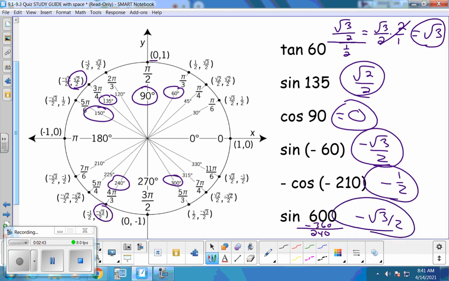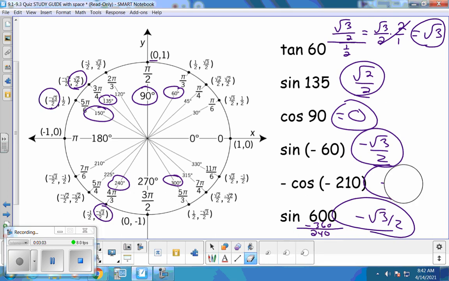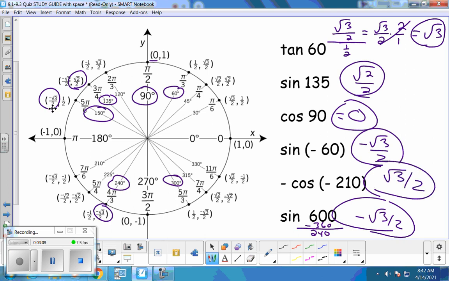I think the hardest one on this slide was definitely that negative cosine of negative 210. If you want to go to negative 210, it's the same place as 150. You grab the cosine solution. Oh, wait, we messed that up. Cosine's x. That's the cosine, and we wanted to take the opposite. So it should have been a positive radical 3 over 2. Good thing I revisited that one. I would have had a wrong answer on my video and my slide.